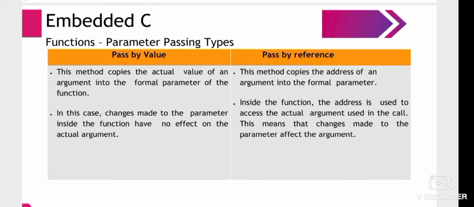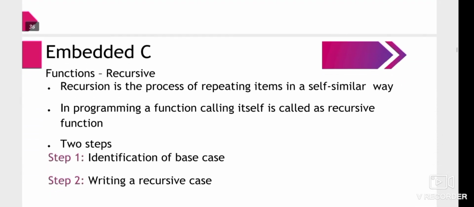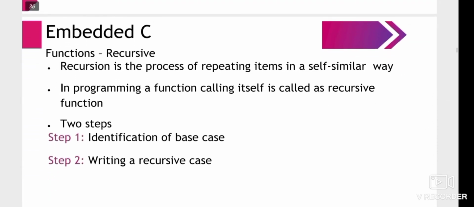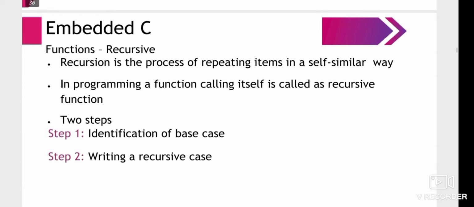In functions we have parameter passing types, pass by value and pass by reference. We have recursive function. Recursion is a process of repeating items in a self-similar way. In programming, a function calling itself is called a recursive function.